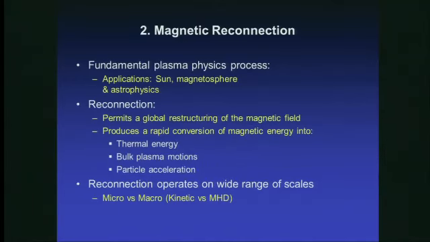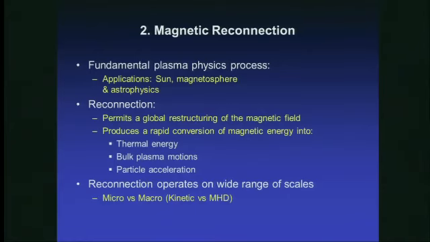So as I've alluded to in looking at those movies, magnetic reconnection is a fundamental plasma physics process, with applications throughout astrophysics. And what does it do? Well, it permits a global restructuring of the magnetic field, which is very important for coronal mass ejections, for flares, and for general heating on the sun. It produces a rapid conversion of magnetic energy into three types of energy: thermal energy, bulk plasma motions, and particle acceleration.